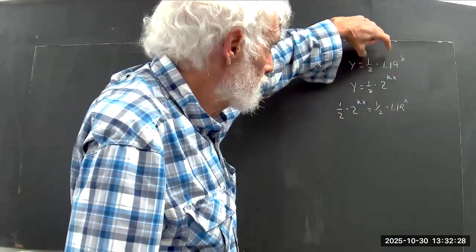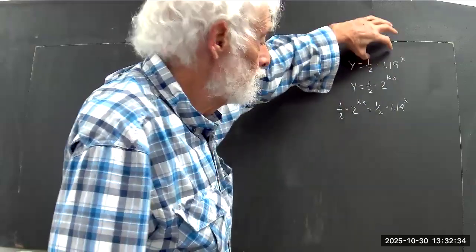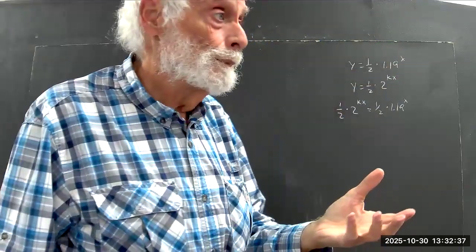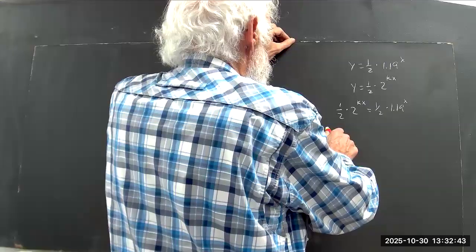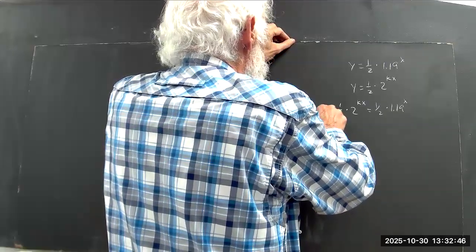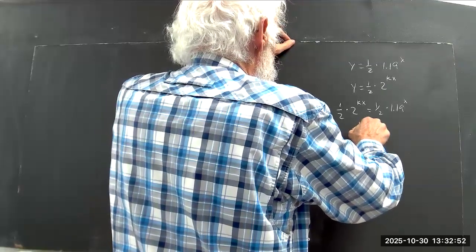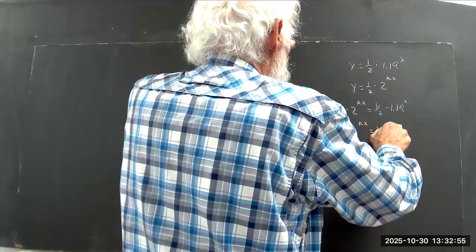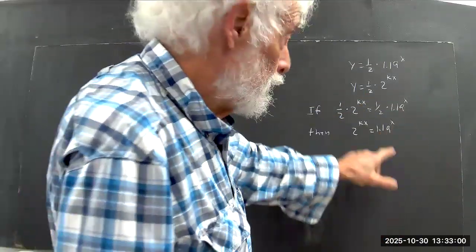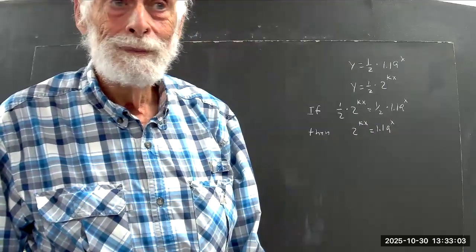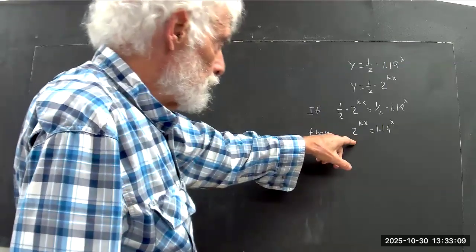I'm going to show you that this could be the same as this. Okay, if y equals this and y equals this, then this equals this. That clear? Makes sense? So I can say if this is true, then the 2 to the kx has to equal 1.19 to the x. I got 1/2 here and 1/2 here. I multiply both sides by 2, and I get this. Two to the kx.